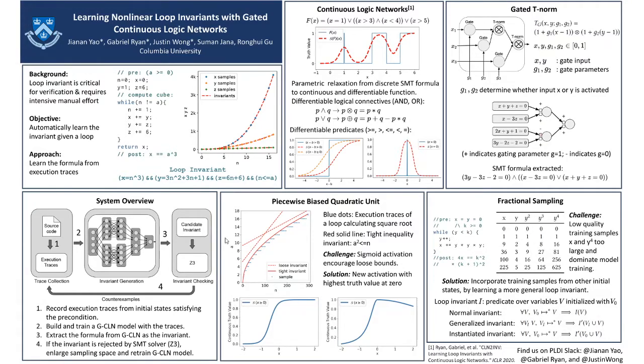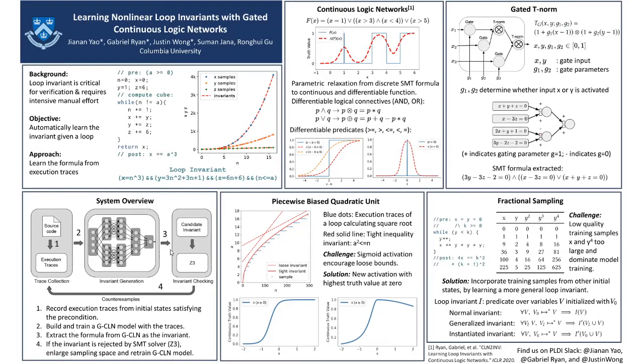Our system GCLN first runs the source program many different times using different initial states, and then we get execution traces. Then from the execution traces, we build such a neural model, a CLN model, to learn candidate invariants. And then we use the Z3 SMT solver to check if the candidate invariant is indeed correct. If not, we use the counterexample to enlarge sampling and do the steps again.